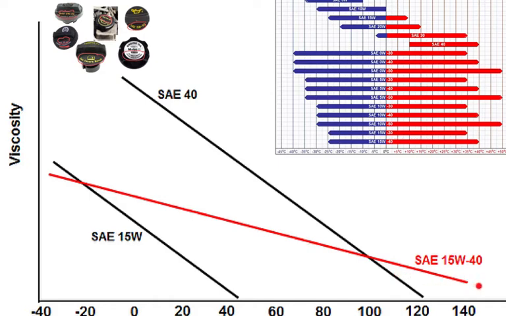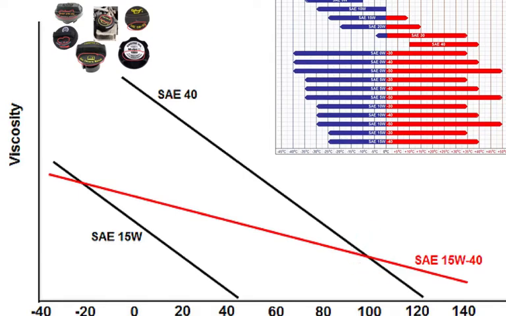So the multi-grade one starts off close to where the SAE 15W is at 0 degrees Celsius, and then it drops down, but it only drops down to where the SAE 40 is at 100 degrees Celsius. And these measurements are generally made at 0 degrees Celsius, so we'll see that it's close to the 15W at 0 degrees Celsius, and it's close to the 40 at the higher temperature, 100 degrees Celsius.